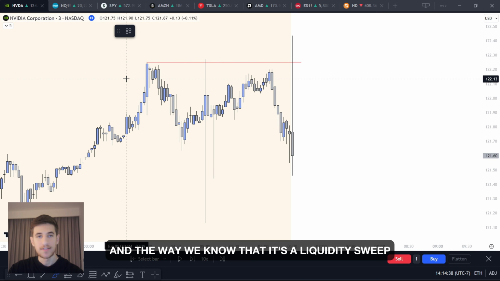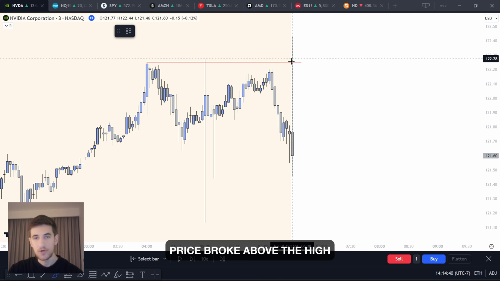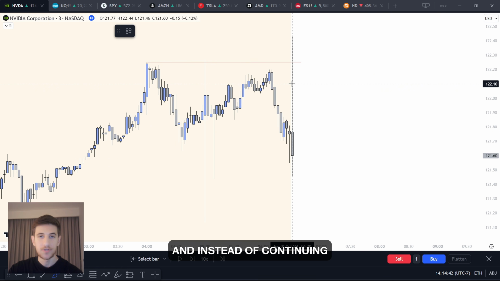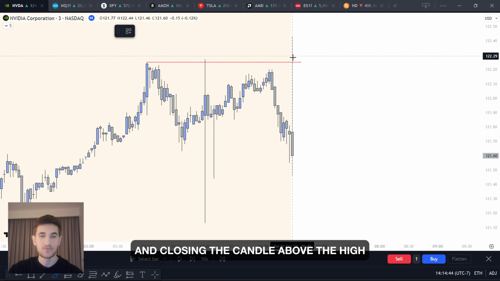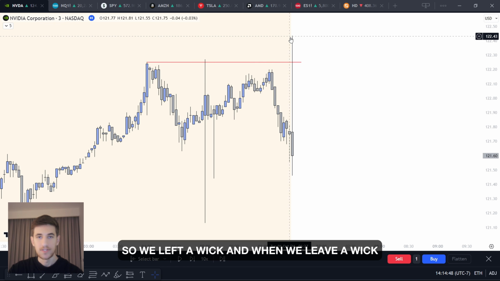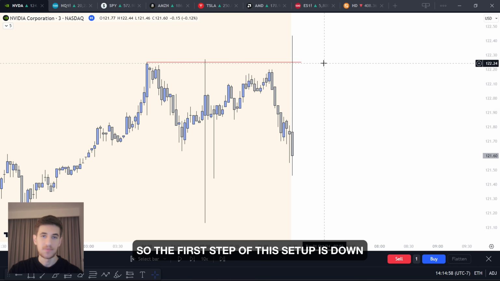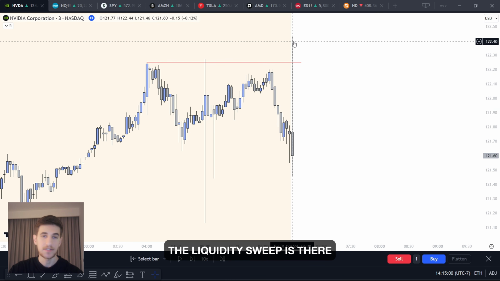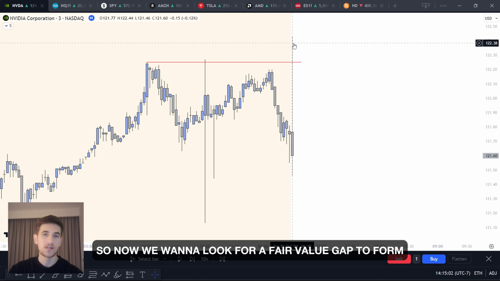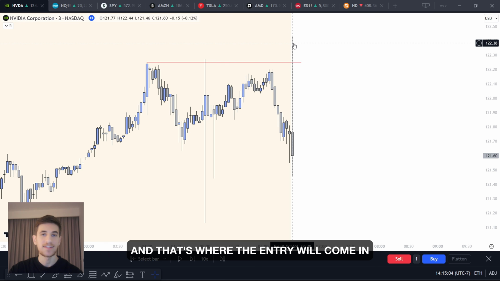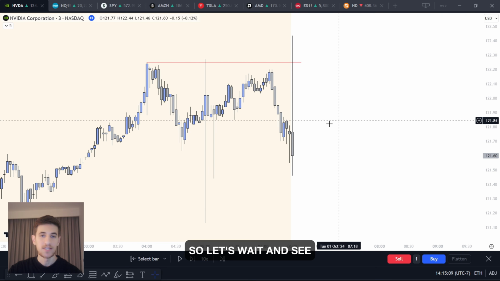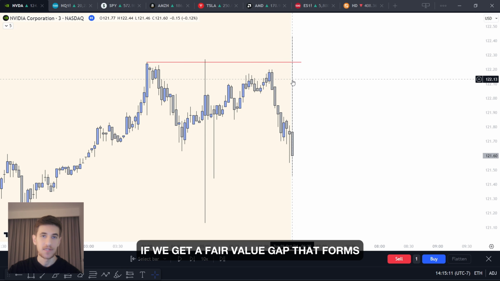And the way we know that it's a liquidity sweep, price broke above the high, and instead of continuing and closing the candle above the high, we reversed right back down. So we left a wick, and when we leave a wick, that's a very strong sign of a rejection. So the first step of this setup is done, the liquidity sweep is there, it's at the right time. So now we want to look for a fair value gap to form, and that's where the entry will come in. So let's wait and see if we get a fair value gap that forms, and we'll take our entry if there is one.